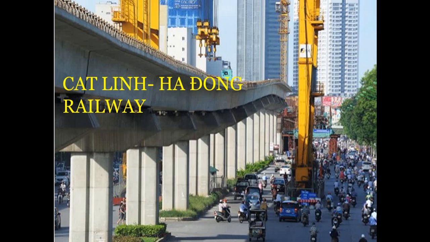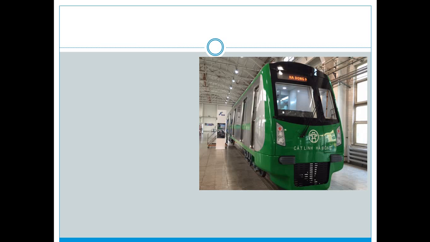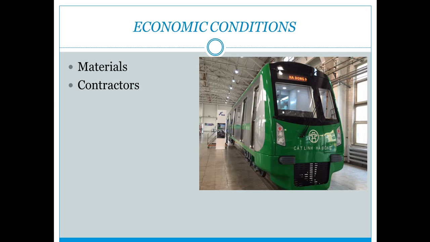ODA. Because ODA is preferential, it always requires many economic conditions that are profitable for sponsors, such as using materials, choosing contractors, and hiring machines or workers from the sponsor country. The Cat Linh-Ha Dong Railway project had to use capital from Chinese ODA, so it also used a Chinese contractor, which caused many errors when implementing this project, but we cannot replace it with another country.